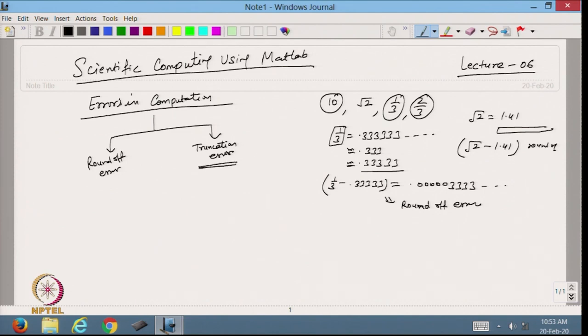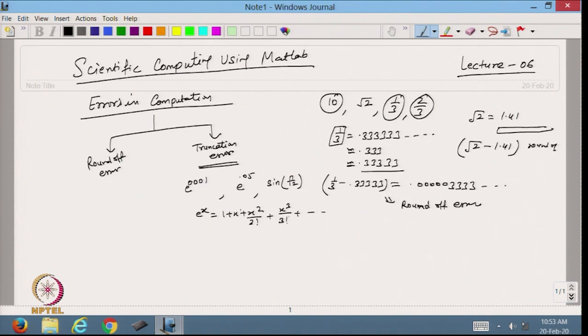And another error is the truncation error. Truncation error means, suppose I have a series, maybe I want to find the value of e raised to power 0.001, or the value of e raised to power 0.5, or maybe the value of sine π/12. In this case, I know that I have an exponential series: 1 plus x plus x squared by 2 factorial, x cubed by 3 factorial, and so on.